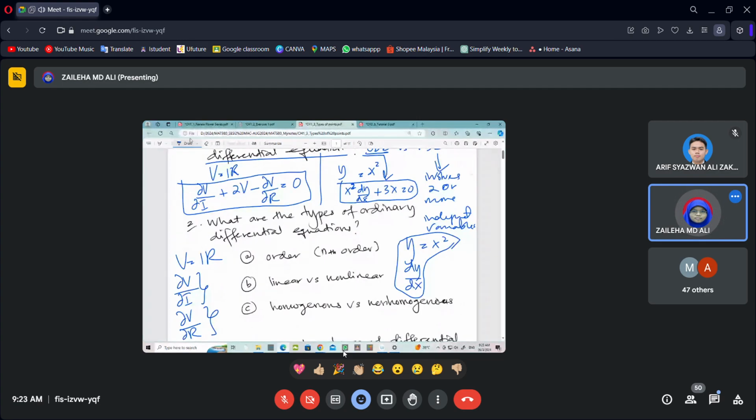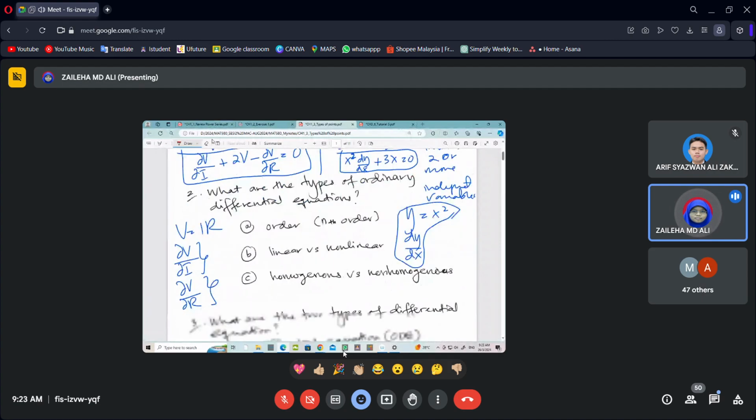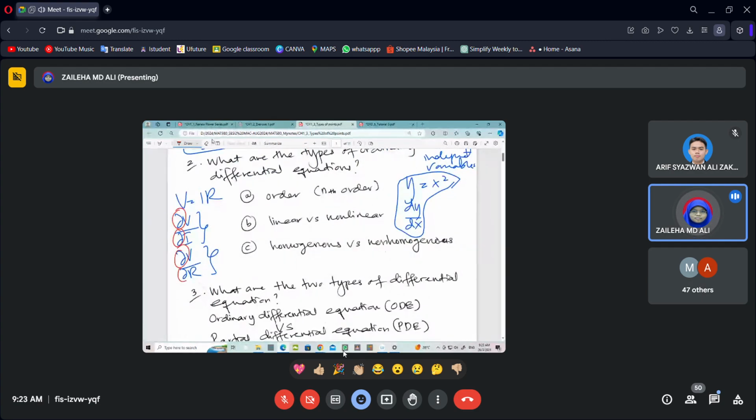Yang ni PDE, saya tukar colour dah bagi nampak sikit. So this is what we call PDE. This one is ODE. Are you okay? Now you can differentiate, right? So whenever we have PDE, remember the notation is using del. This one is derivative. Derivative kita guna tata tanda D.